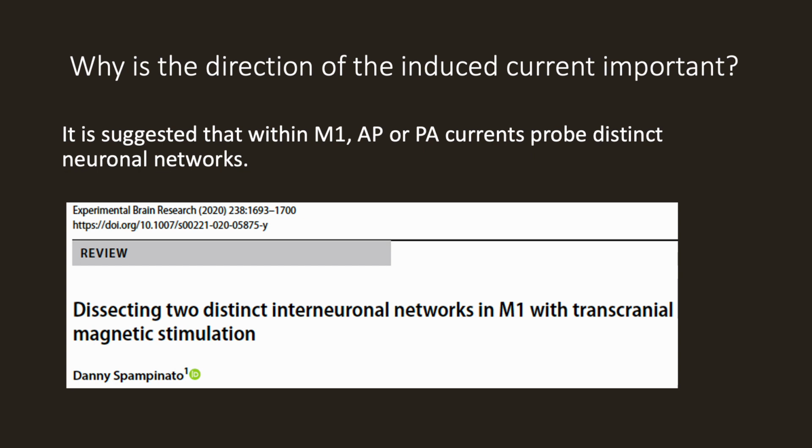Why do we need to know the current direction? Well, if the current direction is incorrectly labeled, this will cause incorrect interpretation of the study results. For example, within M1, AP or PA directed currents are assumed to probe different neural networks.